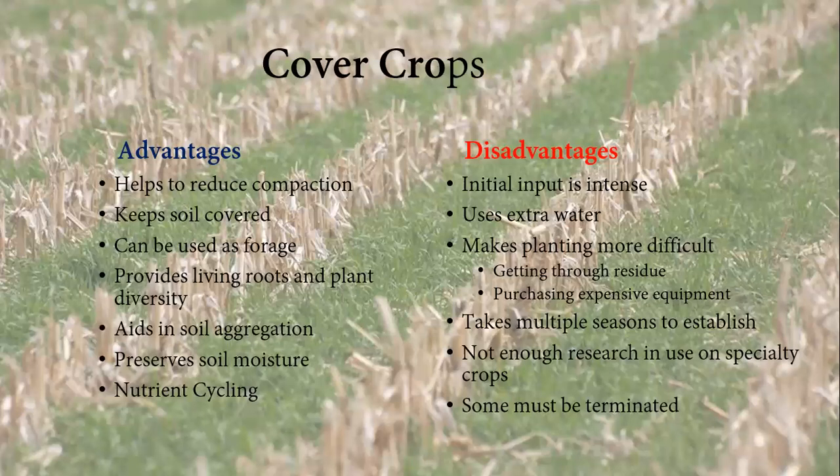Tomato and pepper seeds are pretty delicate and need a good seed bed to actually get growing. And cover crops could potentially hinder that. So more research needs to be conducted on whether that's a viable option. Some advantages, though, of cover crops, they do help to reduce compaction.